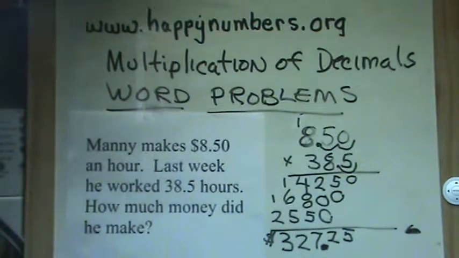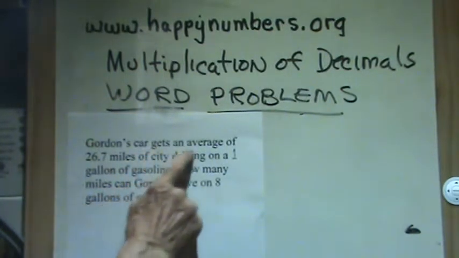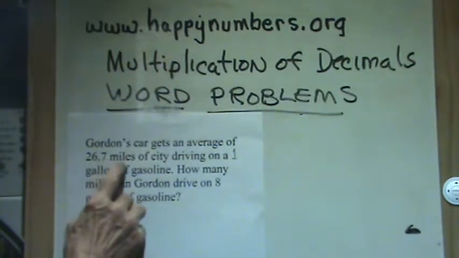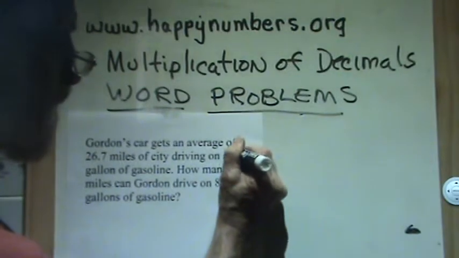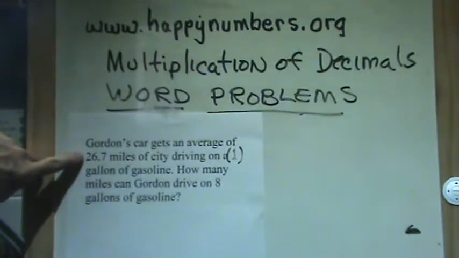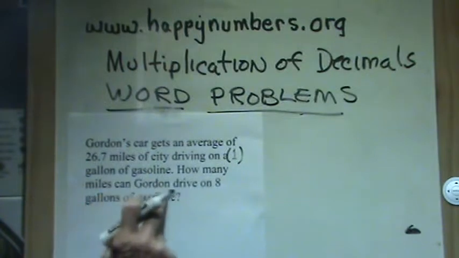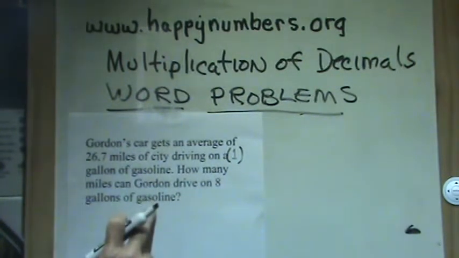Good. I'll put another one up for you. Here's another word problem. Gordon's car gets an average of 26 7/10 miles of city driving on 1 gallon of gasoline. So for every gallon of gasoline, he gets 26 7/10 miles. How many miles can Gordon drive on 8 gallons of gasoline?